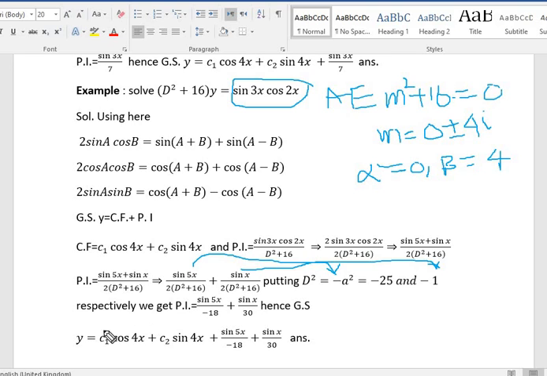Therefore the general solution is y equals CF plus PI. CF is C1 cosine of 4x plus C2 sine of 4x, plus the PI we just found. So this is the answer to this question. Hopefully you understand.